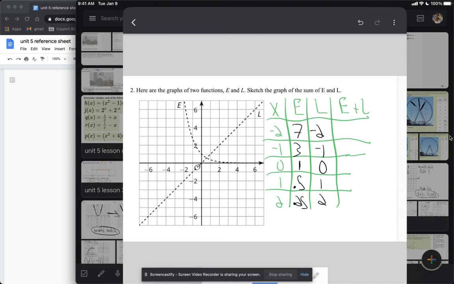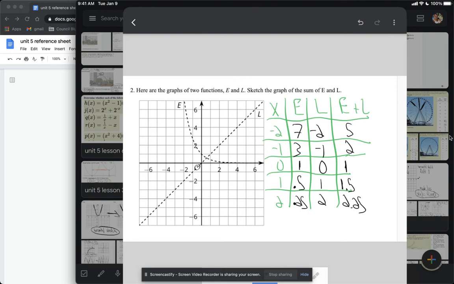Okay. E plus L. So I'm going to add the y values for E and L. So 7 plus -2 is 5. 3 plus -1 is 2. 1 plus 0 is 1. 0.5 plus 1 is 1.5. And 0.25 plus 2 is 2.25.